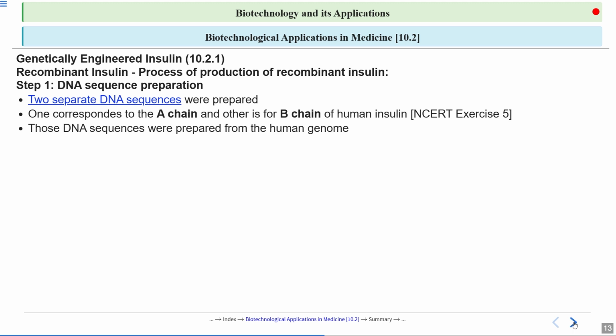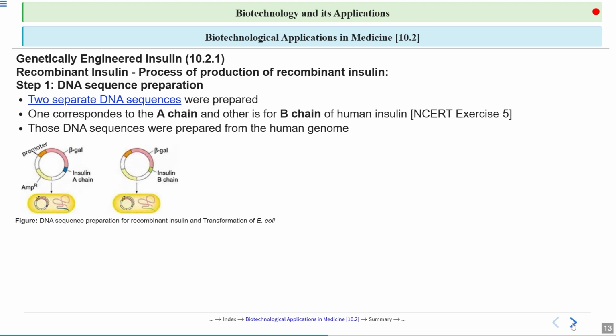Those DNA sequences were prepared from the human genome, sequences that can code for the A chain and B chain. So this is how DNA sequence preparation for recombinant insulin and transformation of E. coli looks. This protein has been expressed by E. coli. We have used E. coli as the host.